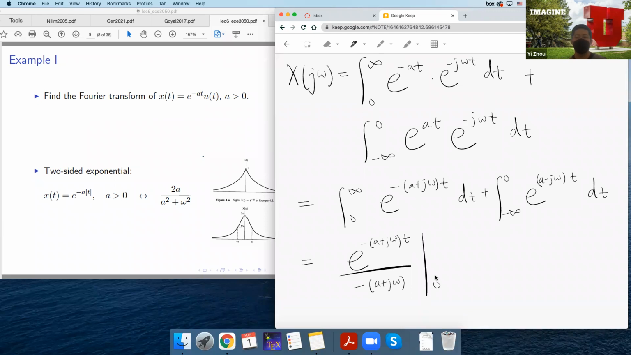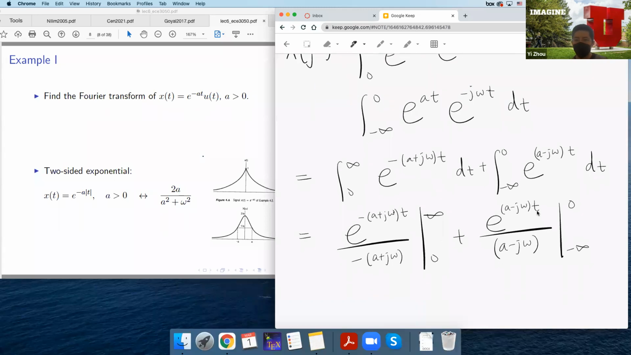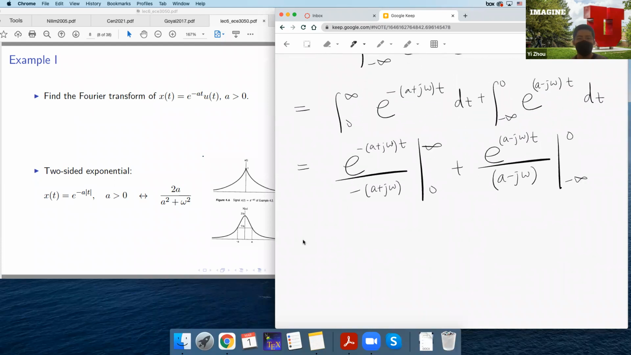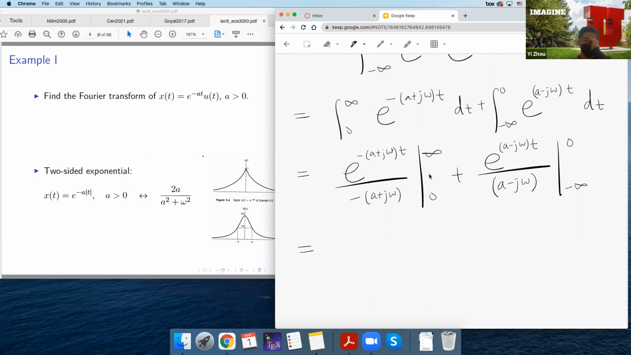So it's this one evaluated at 0, infinity plus this one. Right, the standard calculation. Okay, then we just plug in these values. Now here we need to be a little bit careful. So this is replacing t by positive infinity.